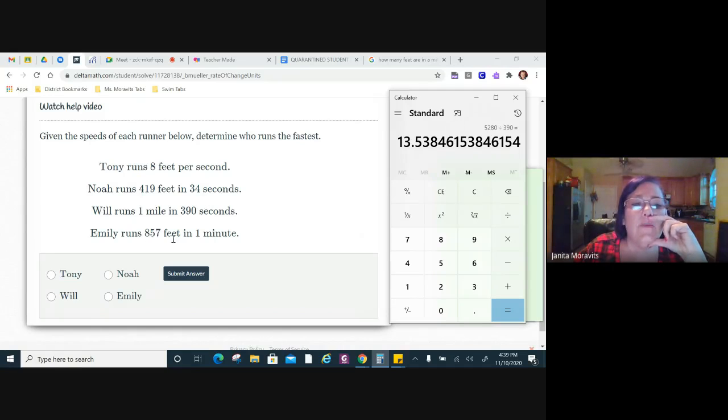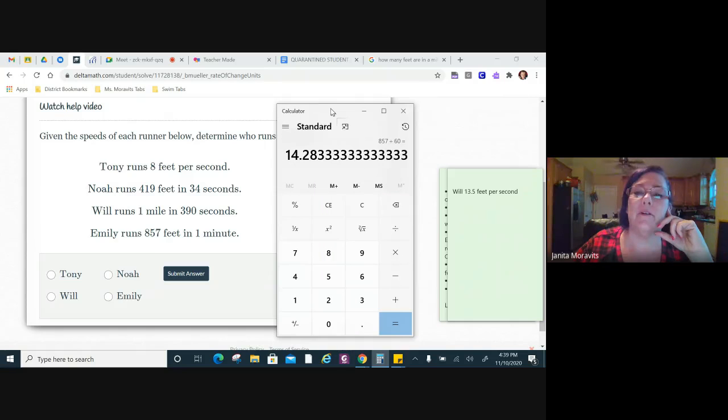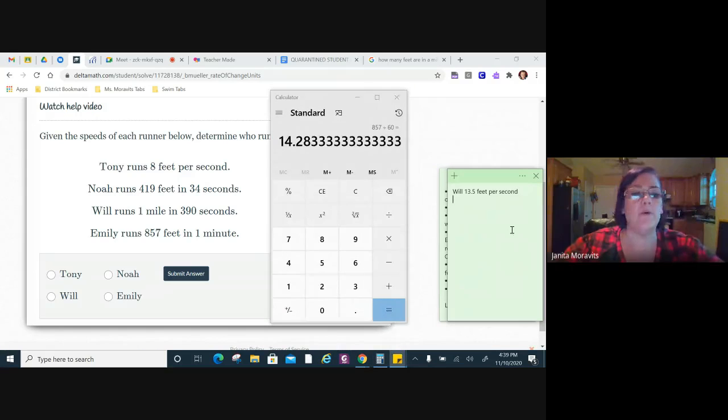She runs 857 feet in 1 minute. Well, how many seconds is a minute? That's 60 seconds. So let's clear that out. And she runs 857 feet in 60 seconds. So she runs 14.3 feet per second. Let's move that over. 14.3, so Emily, 14.3 feet per second. All right.